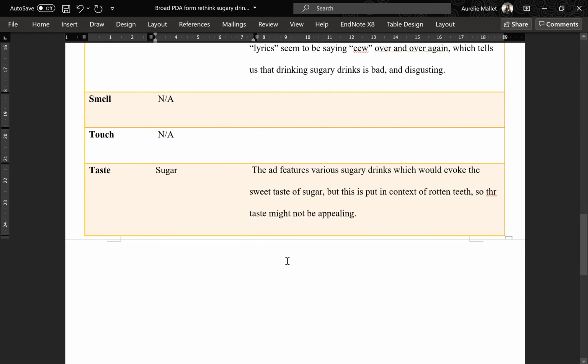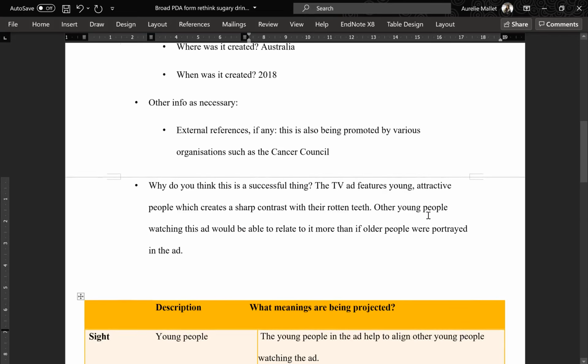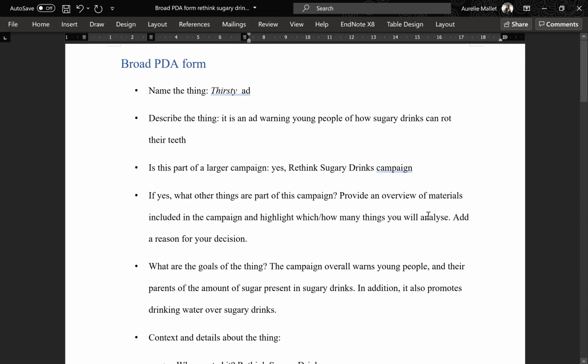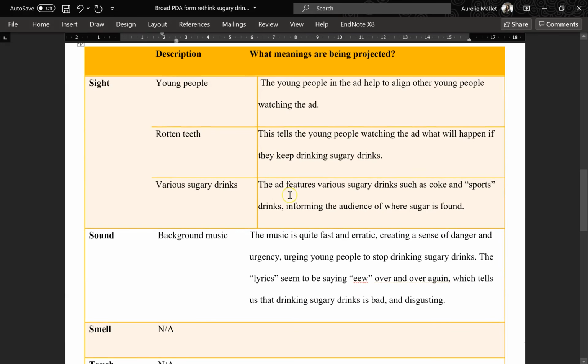So we're talking about sugary drinks, obviously it's going to evoke the taste of sugar, which is obviously sweet, but this is then put in context with the rotten teeth. So then, that sweet taste of sugar is no longer appealing next to those rotten teeth. So that is something that we could then use if we were to create materials aimed at young people.